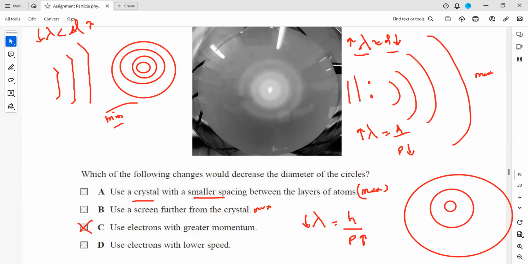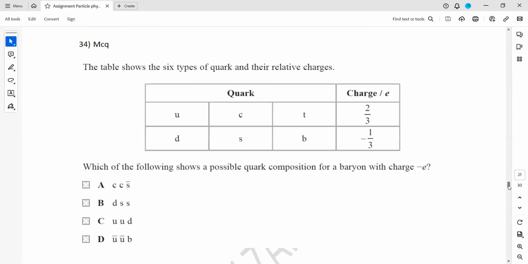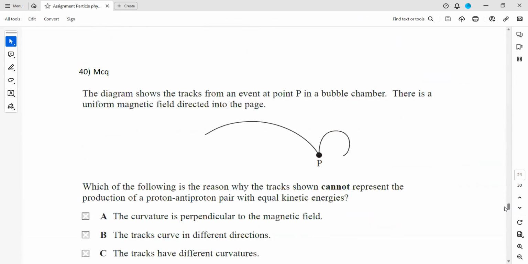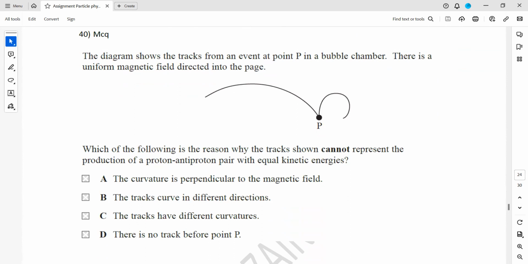This was question number 31. Then question 40. In question 40, the diagram shows a track from an event at point P in a bubble chamber, and there is a uniform magnetic field into the page.